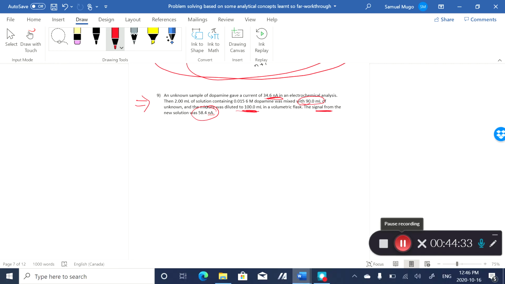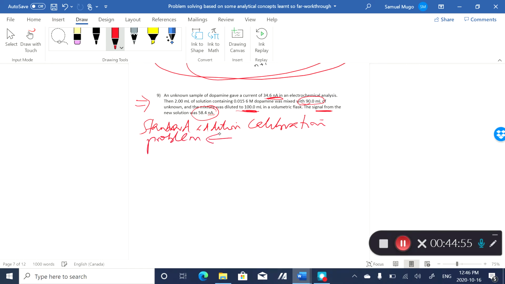So the question is, of course, calculate what the unknown dopamine in the sample is. So take note that this is a standard addition calibration problem. And you've already done this in the lab, but the only difference in this case is that this one is a single point calibration. You don't have a series of standards like you will do with the AAS lab. But in this case, it's a single point calibration.